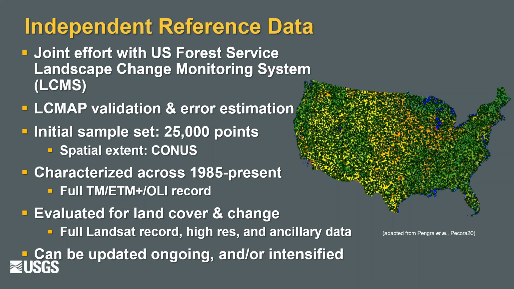I'm shifting over to talking about our accuracy assessment. We've collected independent reference data for 25,000 randomly sampled points across the conterminous US in a joint effort with the US Forest Service. This reference data collection had to start much earlier than we had land cover products. It's designed to help us produce area estimation and statistical error for all of the land cover that we are producing in LCMap.